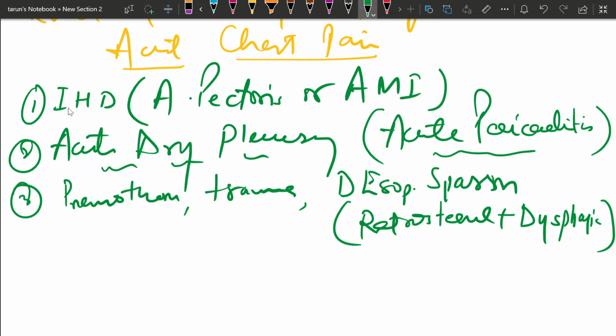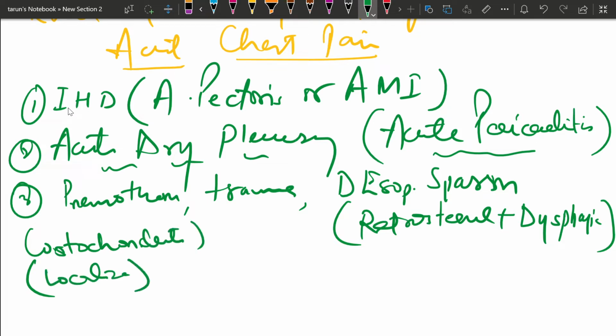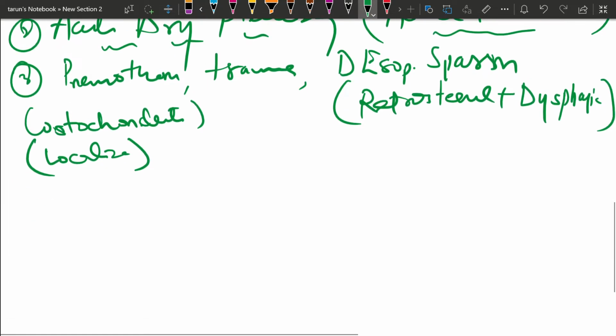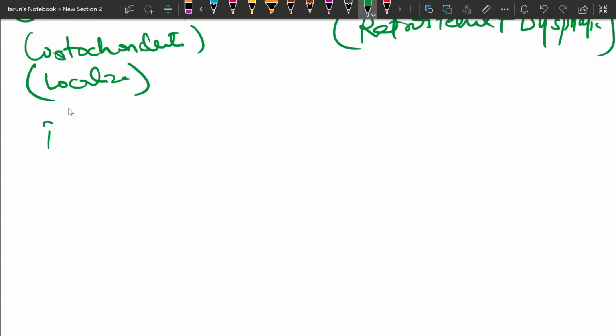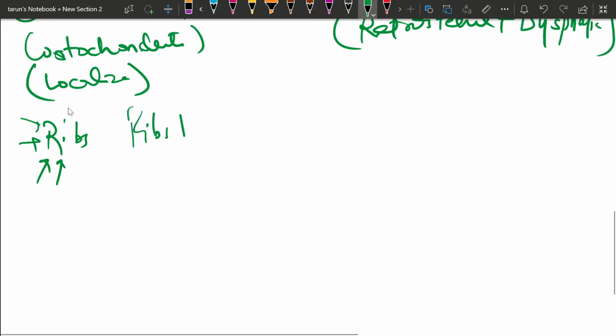Then other causes of acute chest pain could be costochondritis, which is usually localized to the costochondral junction. Then you can have malignant deposits on the ribs, which can cause acute onset chest pain. Rib fracture also causes acute chest pain.